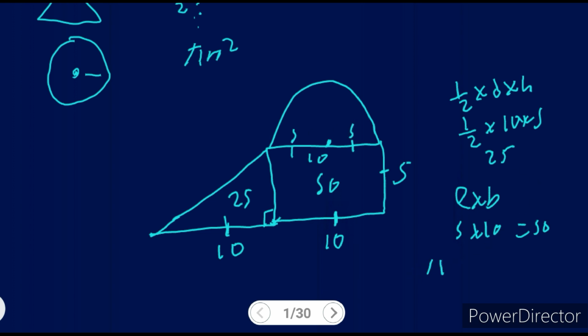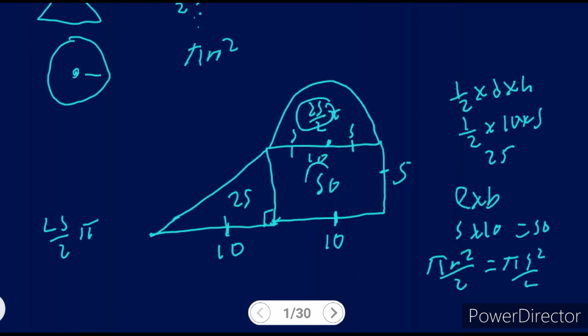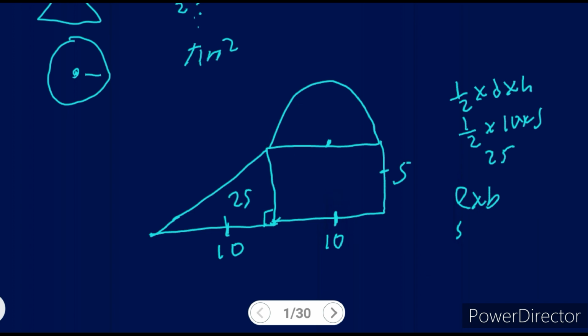Now we're going to get the area. The area is pi r squared, but divided by 2 since it's a semicircle. So it's going to be pi times 5 squared divided by 2. So it's going to be 25 over 2 pi. So when you add these three answers together, you have your area. So that is how it is.